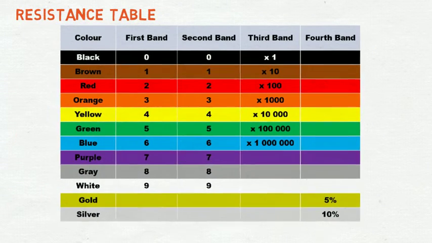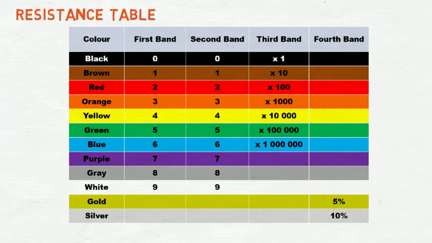To read the color code of the resistor, we need a resistance table. Basically, this is the resistance table whereby the first column shows the value of the first color band, the second column for the second color band, the third column for the third color band, and lastly, the fourth column for the fourth color band, also known as the tolerance band.